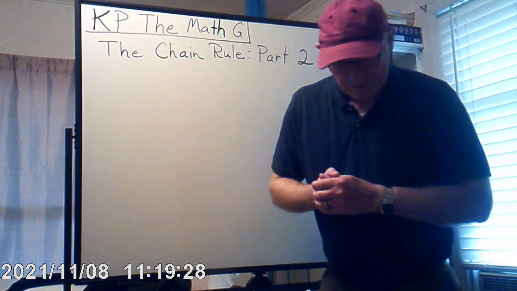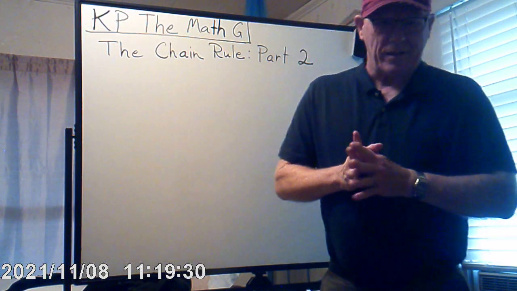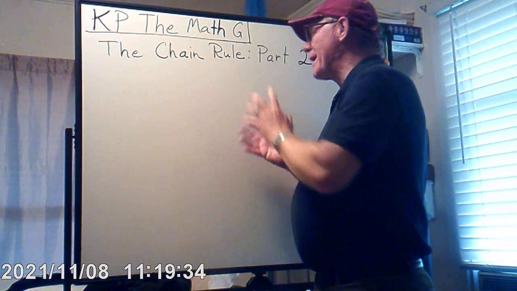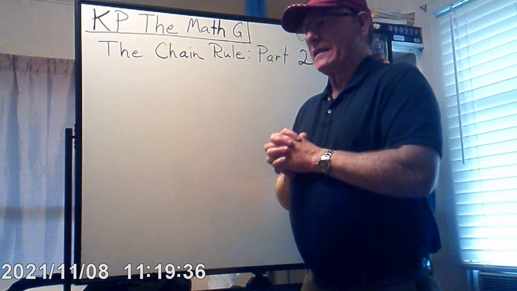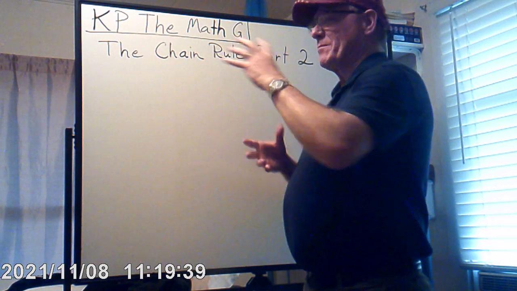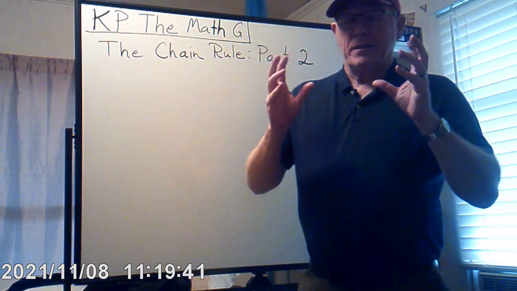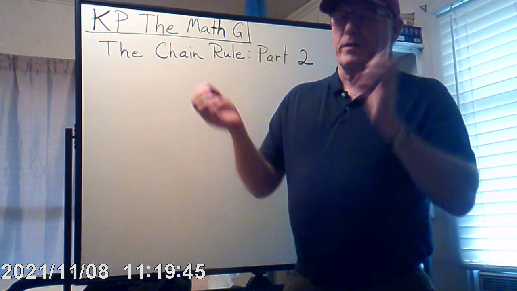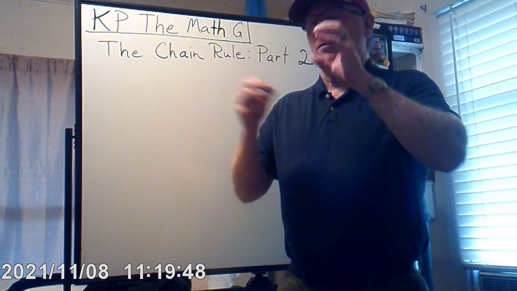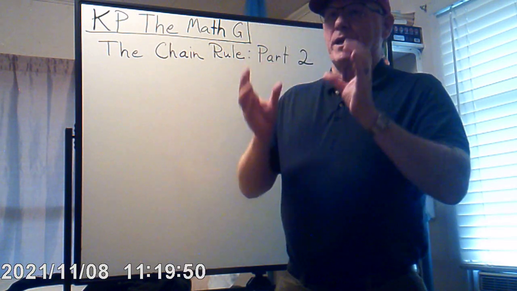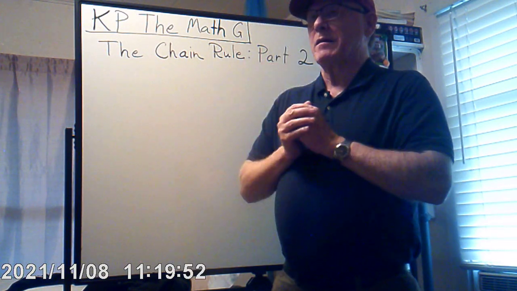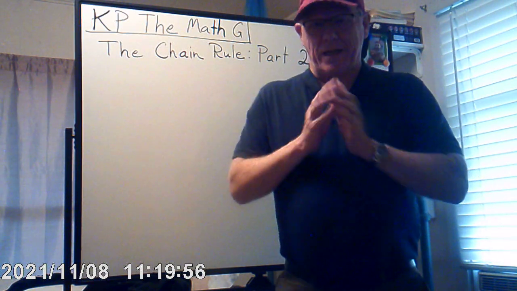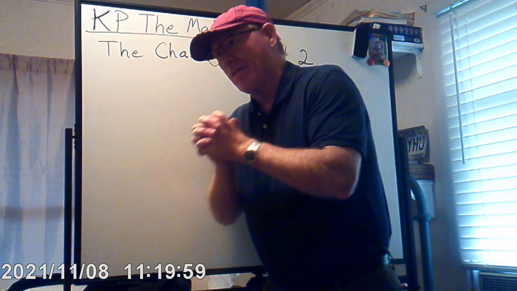The reason we're doing 2 parts to this is that the first part was just kind of an introductory to the idea behind the chain rule. But now we're going to do a combination of the chain rule and maybe the product rule, or the chain rule and the quotient rule, and the chain rule and the power rule. And we really have to get this down. We have to nail this.